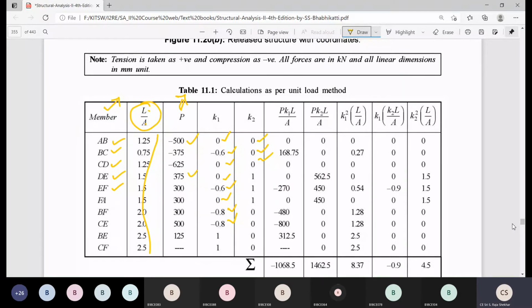After that, calculate P K1 L by A. One multiplication. This we calculate, P K2 L by A.